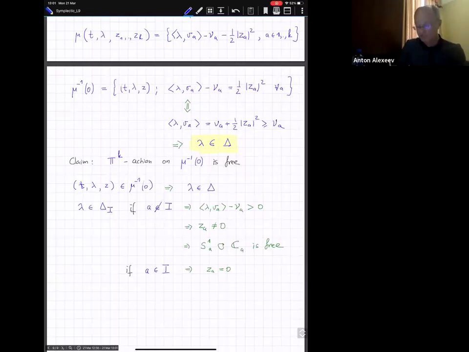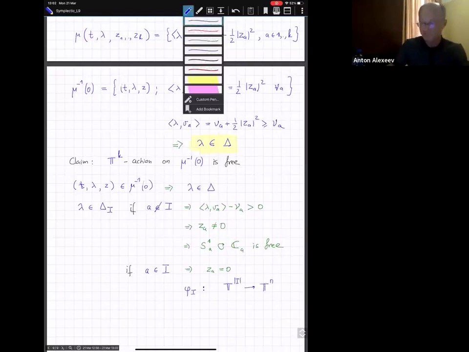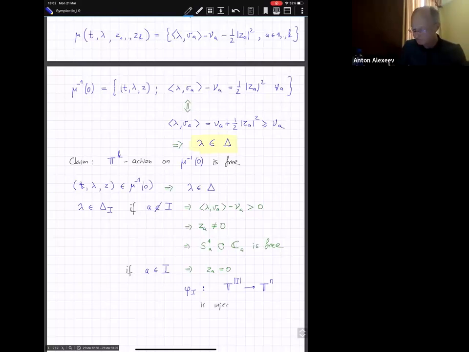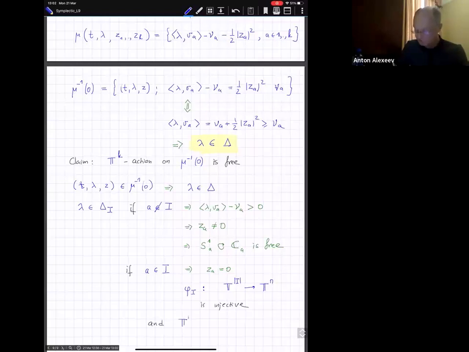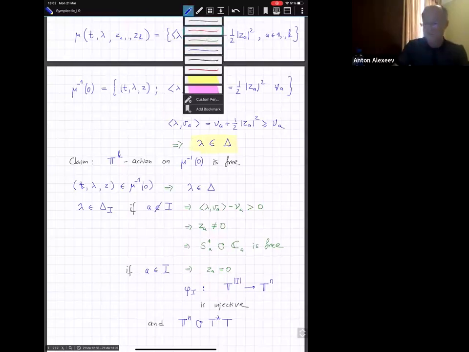But we know that the corresponding phi I, which maps the torus TI to Tn, is injective, and Tn acts on the cotangent bundle simply by left shifts or right shifts, whatever was the good sign, and this action is free.